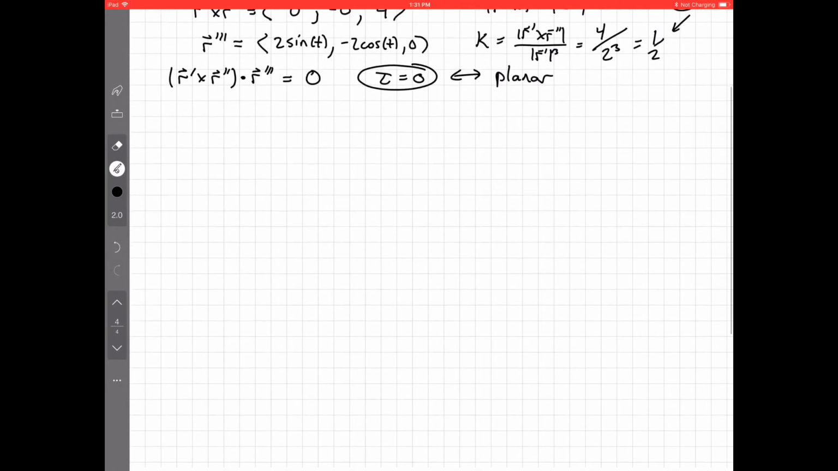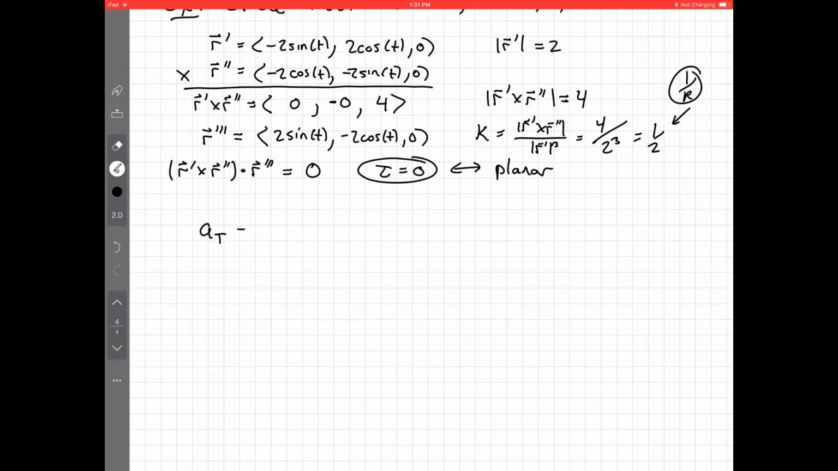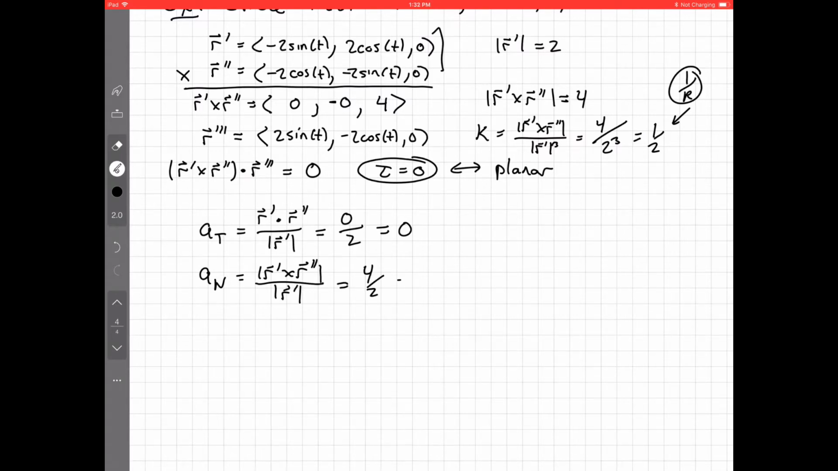How about the TNB frame? Let's do that. Well, maybe first we'll do the tangential and normal components of acceleration, right? So the tangential component would be r prime dot r double prime over the length of r prime. You can see that if you dot these two guys here, you end up with 4 sine cosine minus 4 sine cosine, 0. That's 0. And so the tangential component is 0. The normal component comes out to be 2.